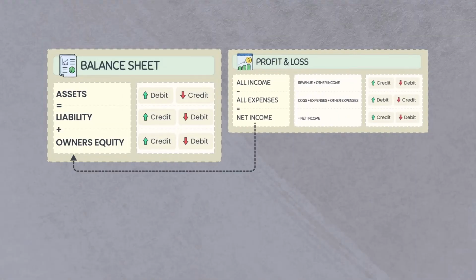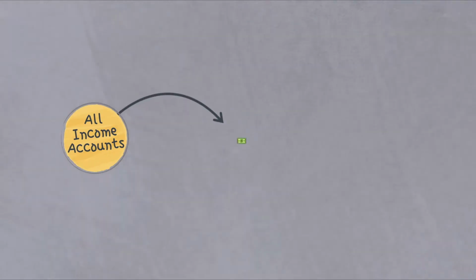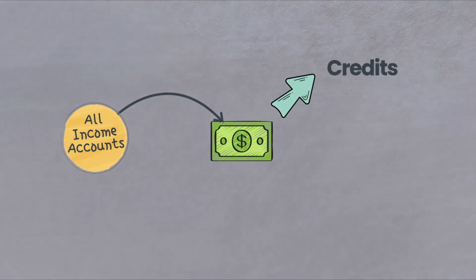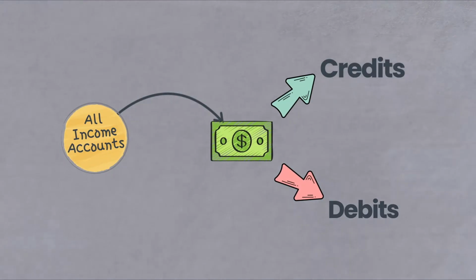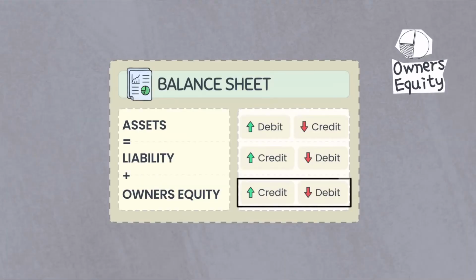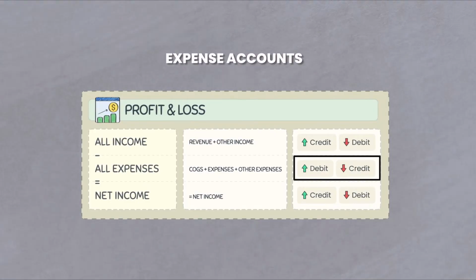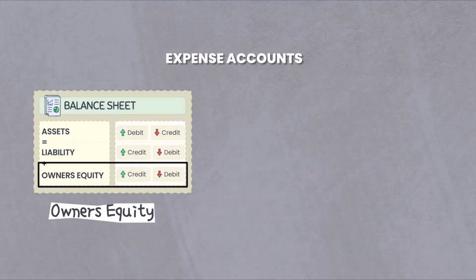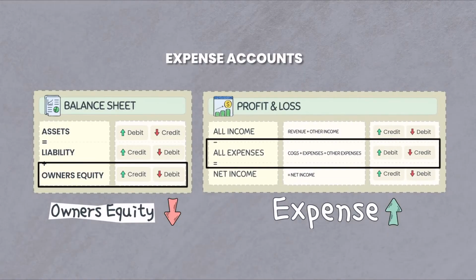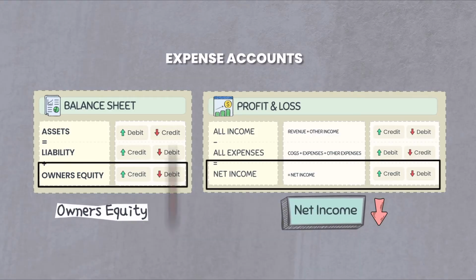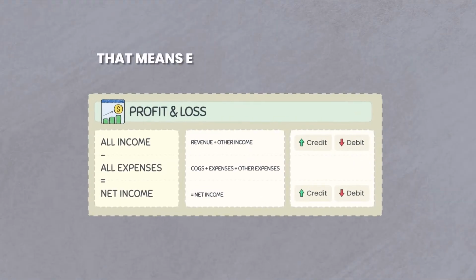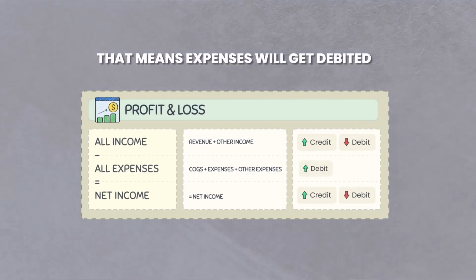But remember, your profit and loss gets netted out into your owner's equity account. That means that all income accounts, which make up your equity, go up with a credit and go down with a debit, just like owner's equity behaves. And all of your expense accounts will operate in the opposite manner. Because they bring your owner's equity account down, the more expenses you have, the less you have in net income, the lower your owner's equity. That means expenses will get debited, they go up with a debit and down with a credit.